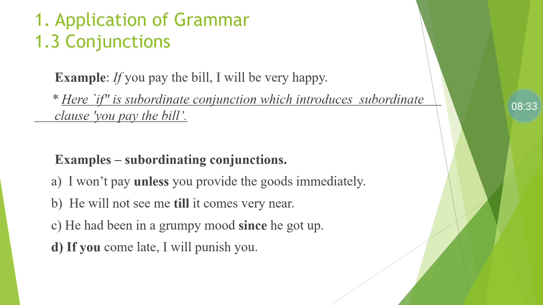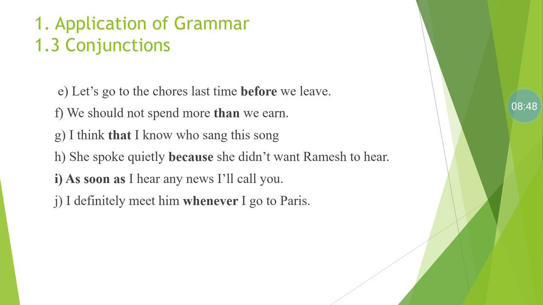You come late, I will punish you. These two clauses are joined by the word if. If is a subordinate conjunction which is used to join a main clause and a subordinate clause. Next example, let's go to the cure last time before we leave. In this example also, the two clauses are joined by the word before. Before is a subordinate conjunction.